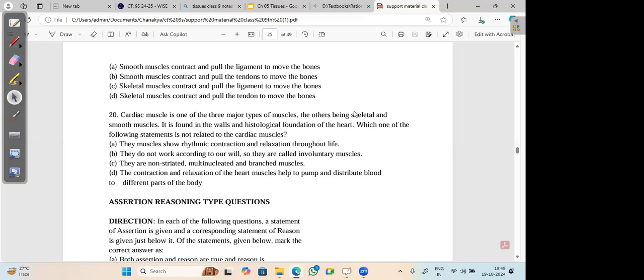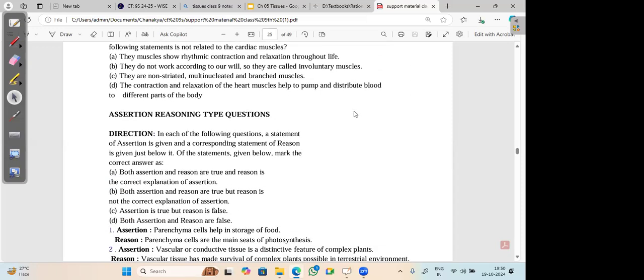Yeah, Jitendra. Sir, I think it is option C. Option C, you say they are non-striated, they are multinucleated and branched muscles. Okay, it's option C only. The last, now we start with assertion and reason questions.